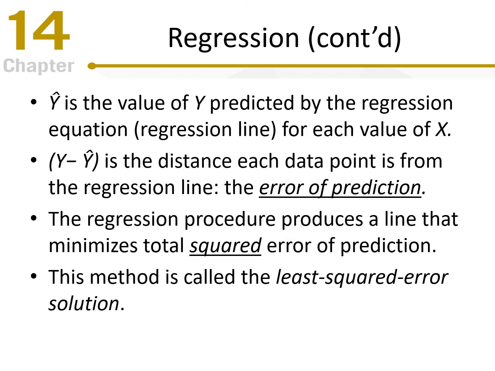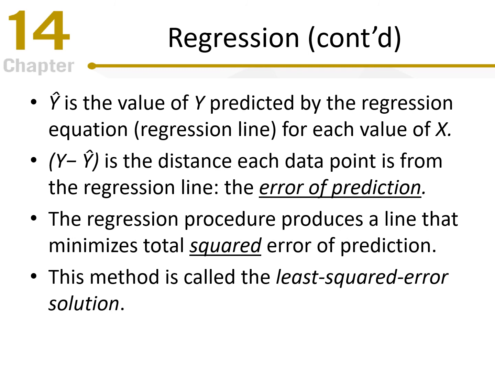Y hat is the predicted value of y by the regression line. Y minus y hat is the error in prediction. So that's that vertical distance I had just mentioned. The vertical distance between each point and the line is y minus y hat. That's the error in prediction. So you might say, well, why not just add up all the errors in prediction? And that'll give me the total error for the whole regression.